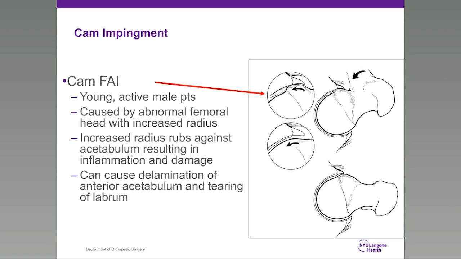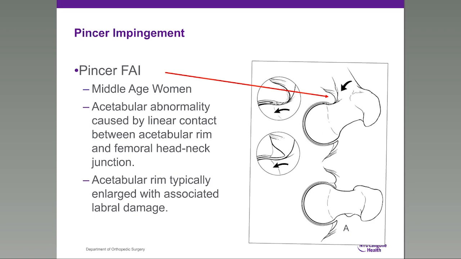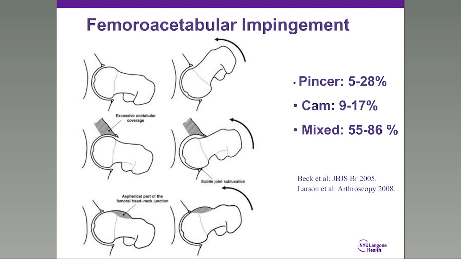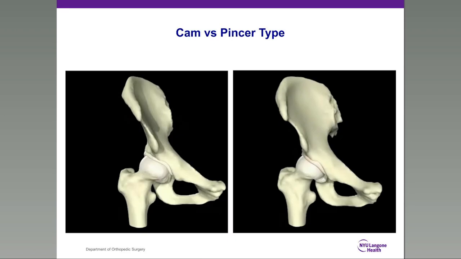So cam FAI is an abnormal femoral head with increased radius. We tend to see it more in young and active males. This increased radius rubs against the acetabulum, creating inflammation and damage. And it not only disrupts the labrum, but also starts to wear away the articular cartilage. Pincer FAI is more typical in a middle-aged woman. It's an acetabular abnormality between the rim and the femoral neck. And that rim is typically enlarged with associated labral damage. So you know that most of us don't have pure pincer or pure cam impingement. The majority have a mixed type impingement.